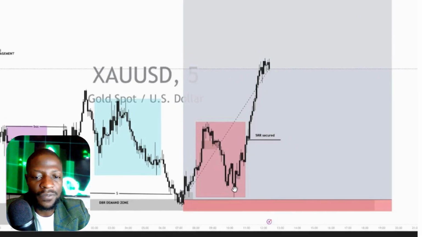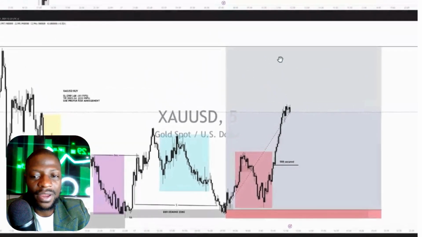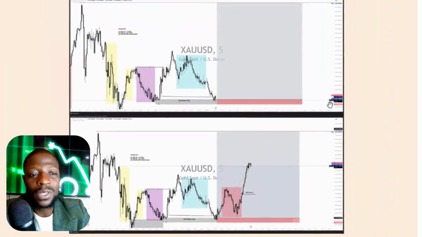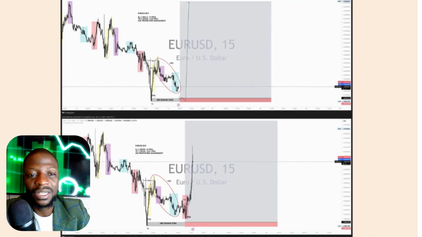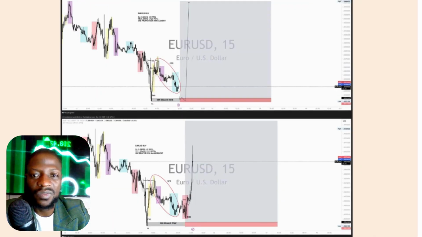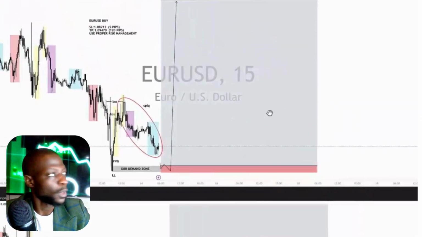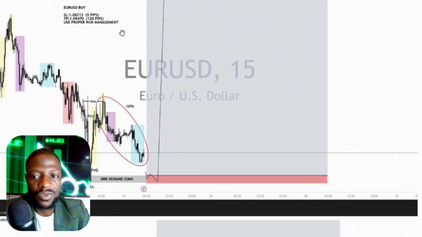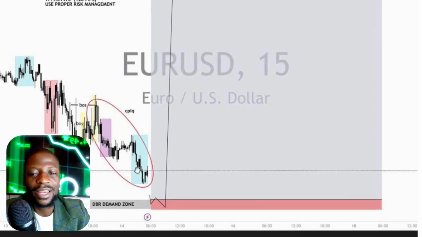The market beautifully retraces and then goes all the way to take profit. This one alone went all the way to like 1 to 15 risk reward ratio. Look at this, beautiful. You have a drop based rally, break of structure. What do we have? Liquidity.